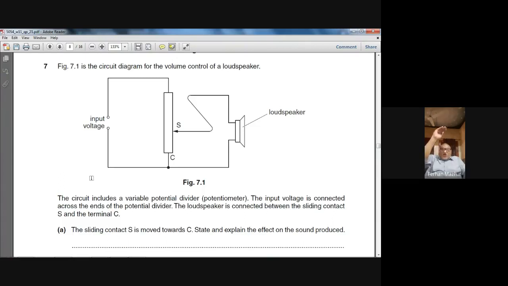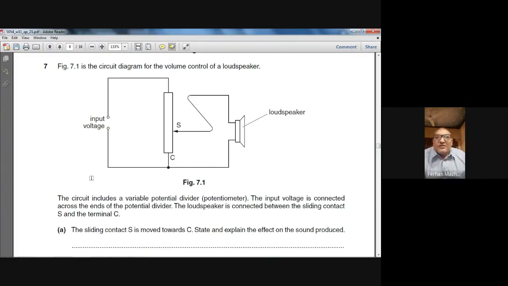As contact S is moving towards C, the R2 value is decreasing gradually. The V out from R2 fed to the loudspeaker is gradually decreasing. So the sound produced by the loudspeaker will be less and less loud. It will become fainter and fainter.